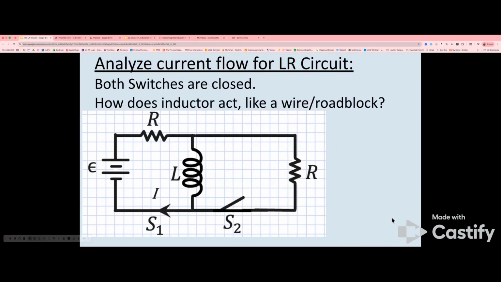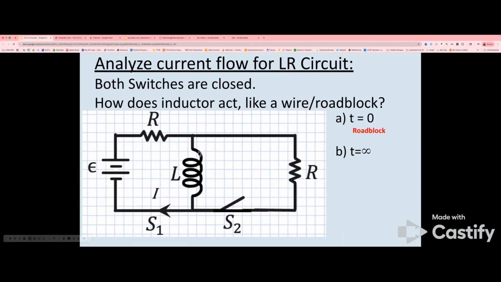In this next scenario, we're going to say both switches are closed. So how is this inductor going to act? So let's say both switches are open at first and we close both of them. The battery is providing a current. How is this inductor going to act? Well, as we stated, the inductor is going to oppose the current coming into the inductor, so it's going to oppose current through this branch. And so what's going to happen?